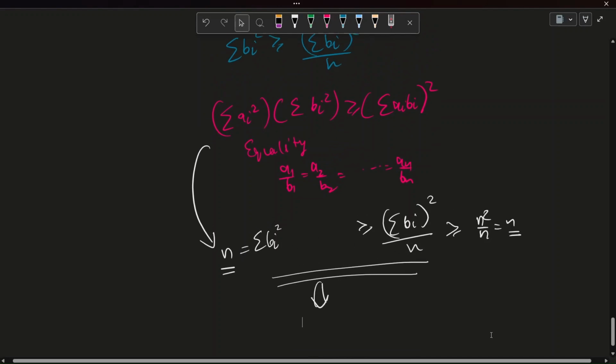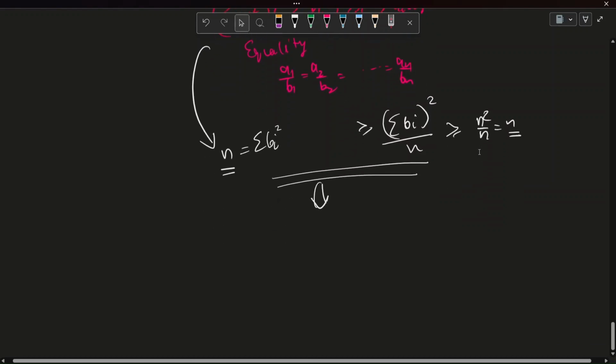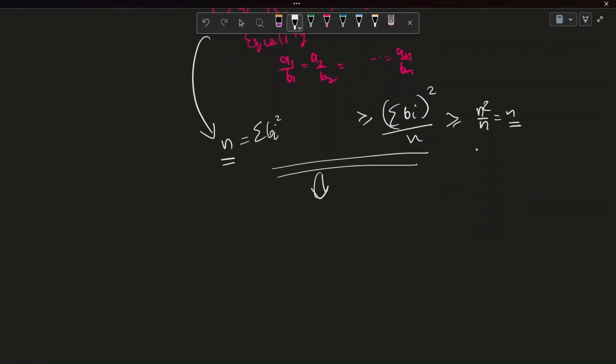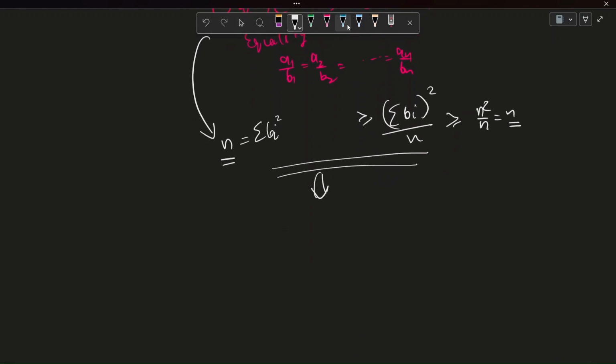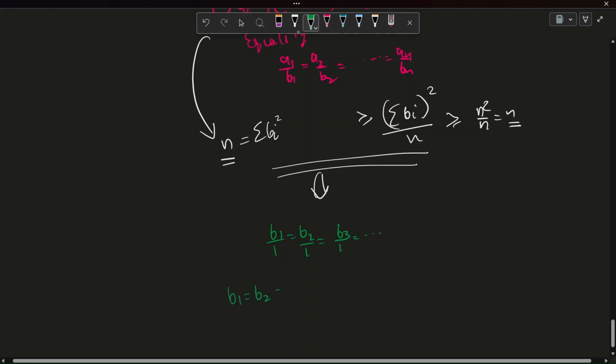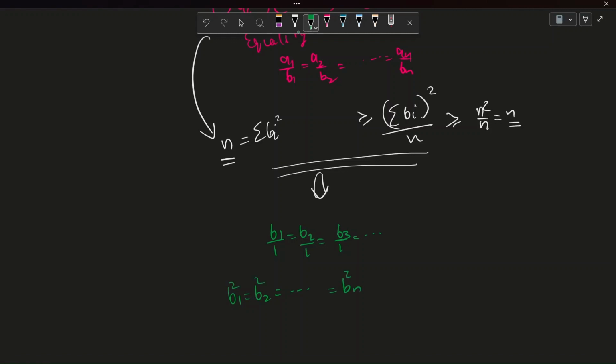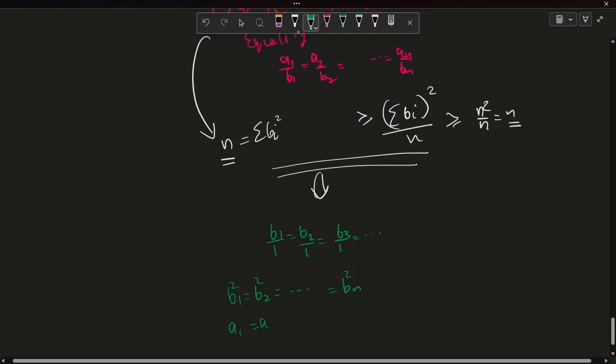This is the Cauchy-Schwarz inequality, and we know that equality in the Cauchy-Schwarz only holds if a_i upon b_i is constant. So what was b_i in this term in the Cauchy-Schwarz we used? They were basically a bunch of ones. So we can write that equality only holds if b1 upon 1 equals b2 upon 1 equals b3 upon 1, and so on. So we basically conclude that b1 equals b2 equals up to bn, and if we square all of them, this basically translates to a1 equals a2 up to an.